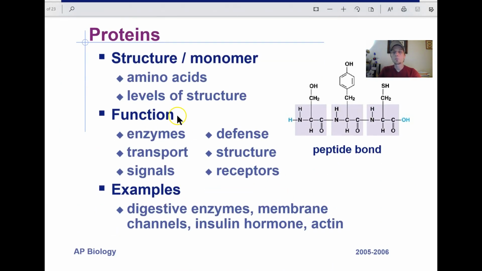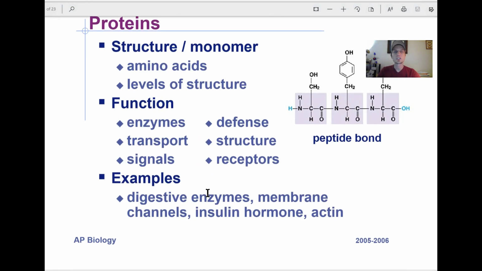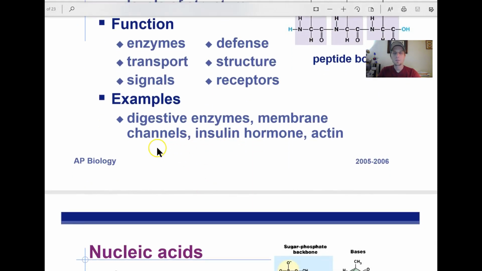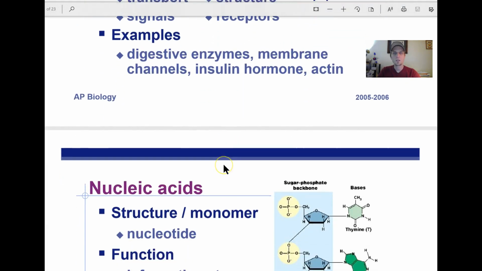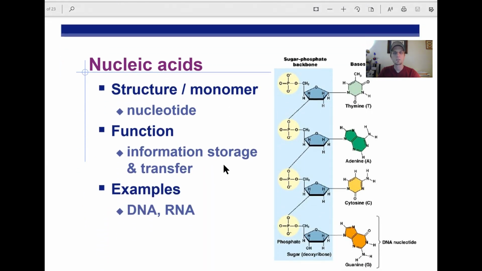Proteins we just got through talking about, but you want to know their monomeric units are amino acids. Levels of structure, we had primary, secondary, tertiary, and quaternary, right? So 4 levels of structure, a variety of functions. The most functional molecule: digestive enzymes, membrane channels, insulin proteins. They're pretty much the structural component and the functional component of cells besides membranes.